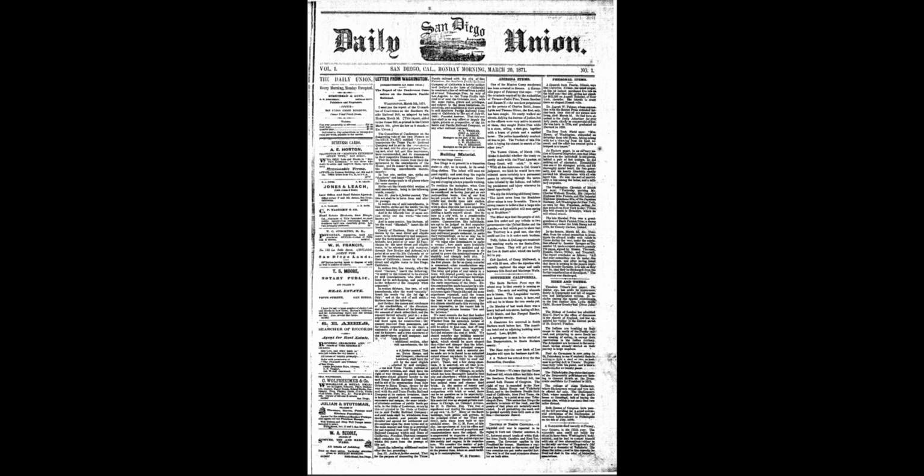The San Diego Union Tribune was first published on October 10, 1868, and was founded by William Jeff Gatewood. This is the front page of Volume 1 of the San Diego Union newspaper, dated March 20, 1871.